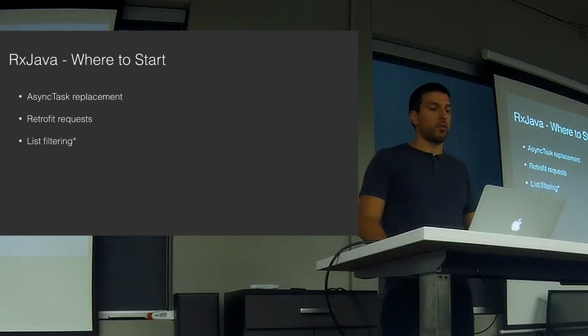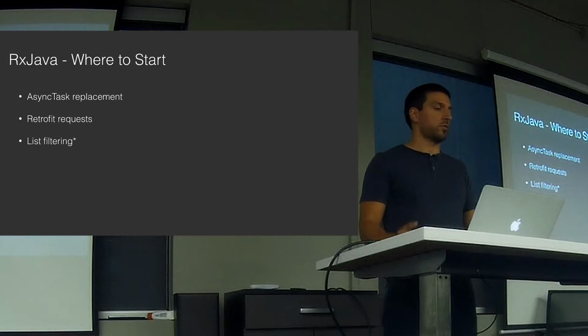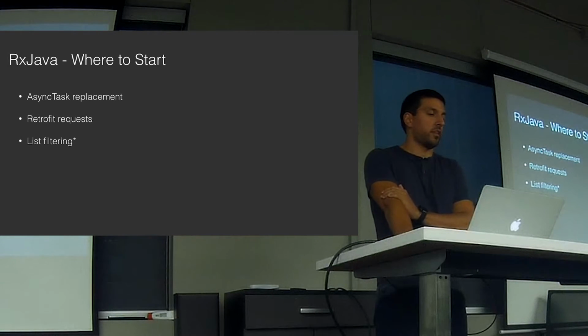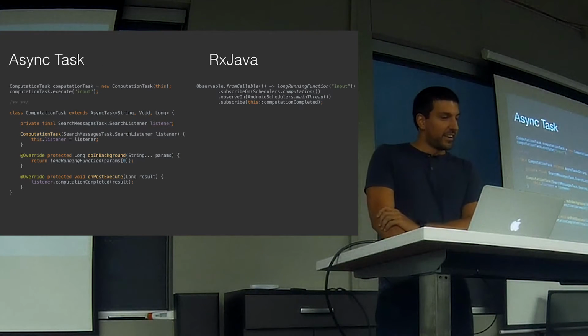List filtering: since we don't have streams or the mapping functions of Java 8 in Java 6 or 7, whatever we're stuck with in Android, list filtering is something you can use RxJava for. I put an asterisk because there is an overhead with creating observables, wrapping all these things in observables and applying operators on them. I did a test, but I'm going to wait because I have an example of it. I'll tell you the results of that test later.